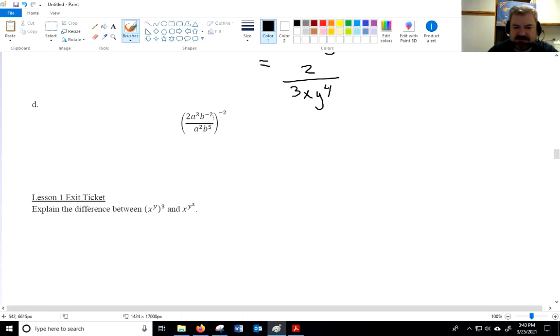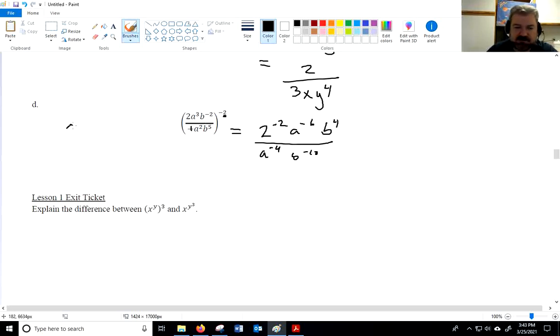All right, on letter D, how do I handle this big negative exponent? Well, there's lots of things I could do. I could apply it to each one right off the bat. I could say 2 to the negative 2, a to the negative 6, b to the positive 4 over, well, a negative, this is still an even power, so that negative is going to become a positive. So this is a to the negative 4, b to the negative 10, and then I can move things around.